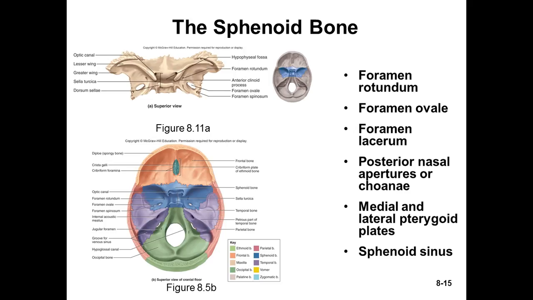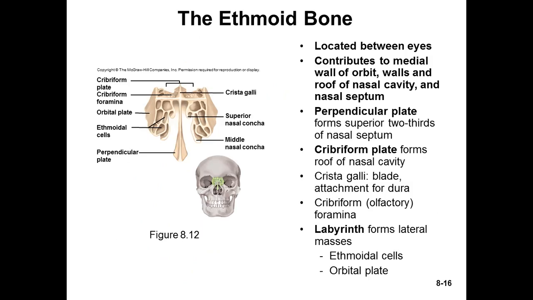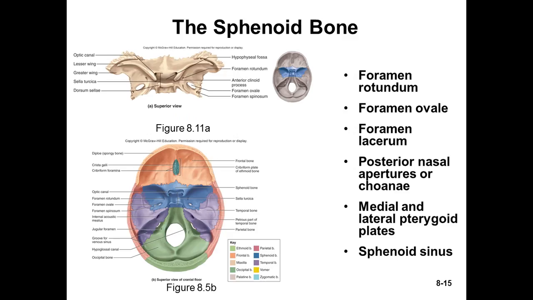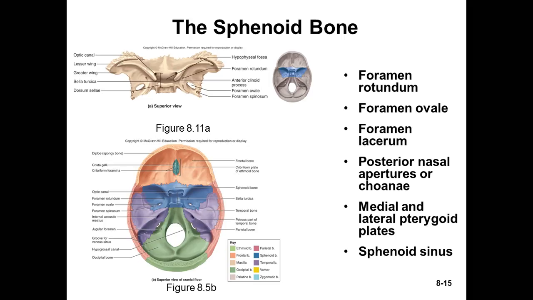You have the optic canal, which is part of the sphenoid bone. Cranial nerve 2, your optic nerve, passes through there. The sella turcica is right there in the center of the sphenoid bone. It has a hypophyseal fossa, where the pituitary gland actually sits, which is important.